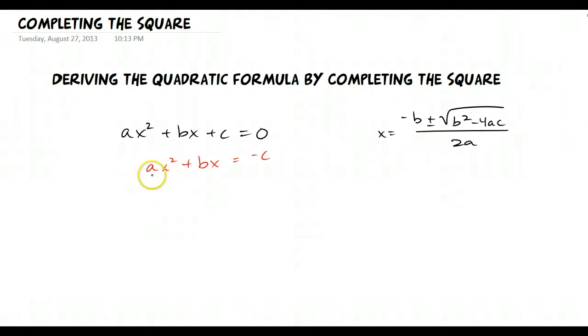Now my next step is always to factor out the lead coefficient of the quadratic term. So the lead coefficient here is a. So I'm going to factor out that a, and I'm left with x squared plus b over a x equaling negative c over a. Now the whole point of this is called completing the square. That's the next part I'm going to do.